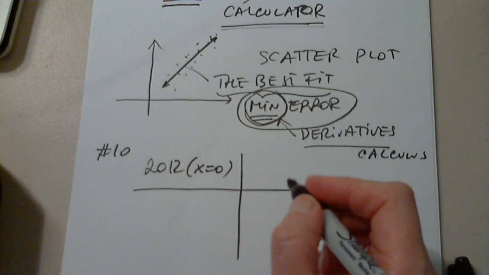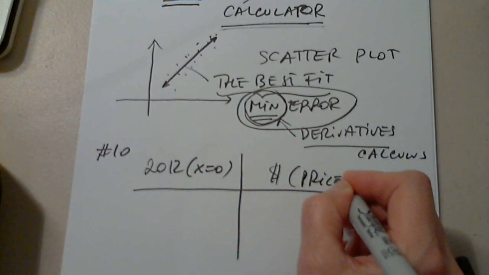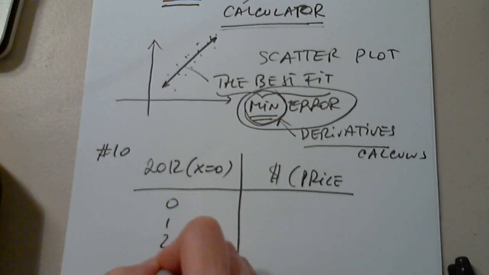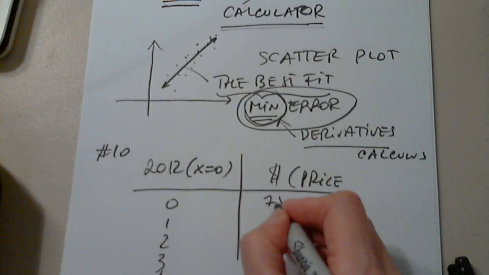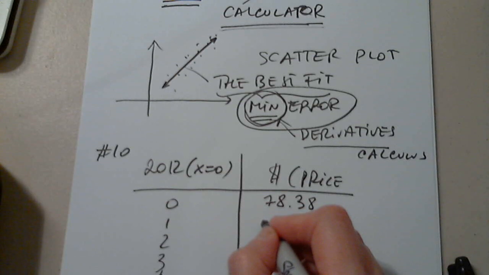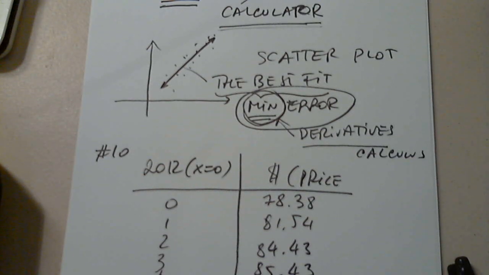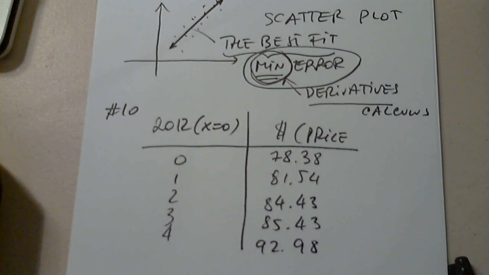I will copy the table so we have it here. And the average ticket price in dollars. And we only have 5 points. So 0, 1, 2, 3, and 4, and the corresponding prices are 78.38, 81.54, 84.43, 85.43, and 92.98. Now, I am going to put this information in the calculator. I'm going to go directly to the calculator, and I am going to record this.